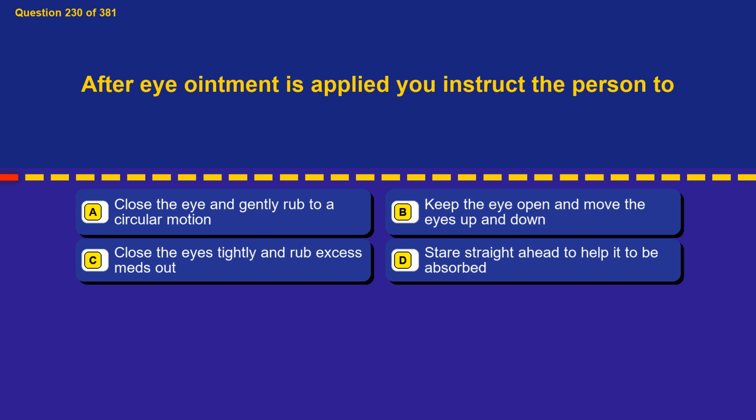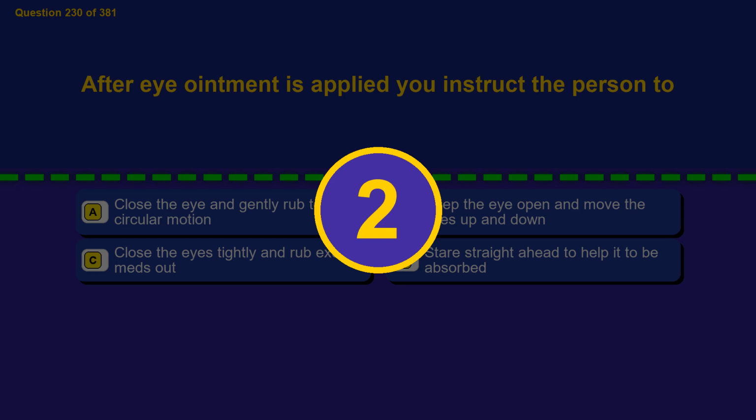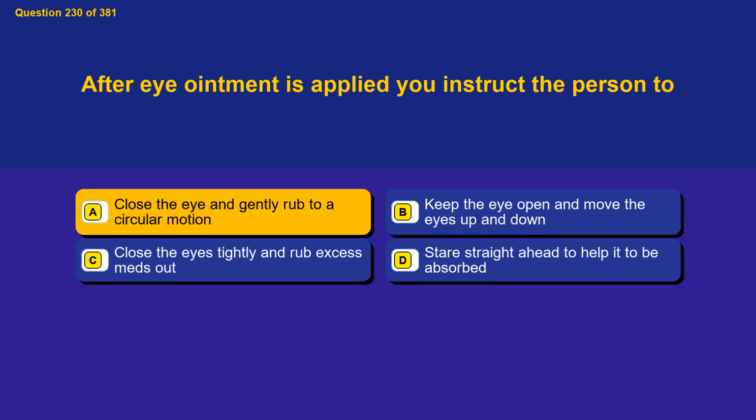Question 230. After eye ointment is applied, you instruct the person to. Option A. Close the eye and gently rub in a circular motion. Option B. Keep the eye open and move the eyes up and down. Option C. Close the eyes tightly and rub excess meds out. Option D. Stare straight ahead to help it to be absorbed. The correct answer is option A. Close the eye and gently rub in a circular motion.